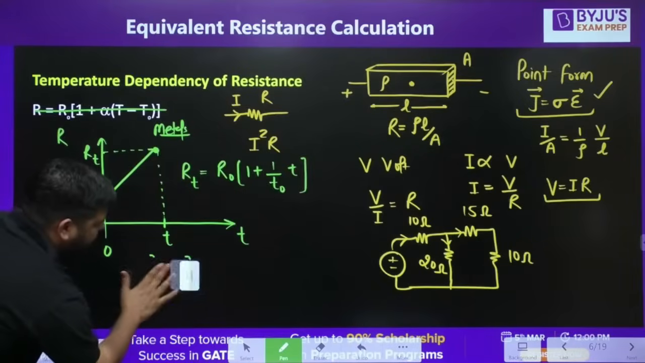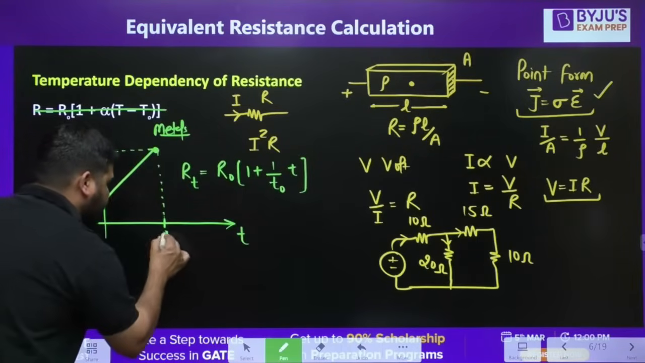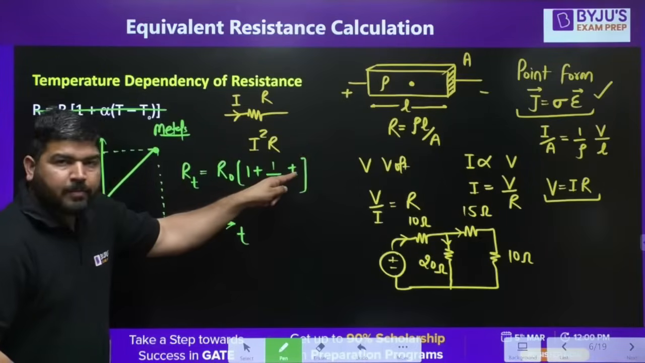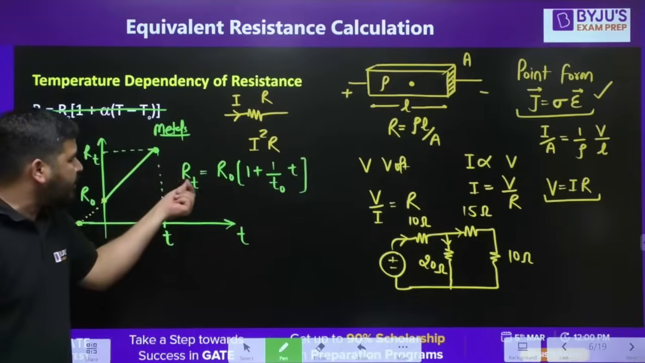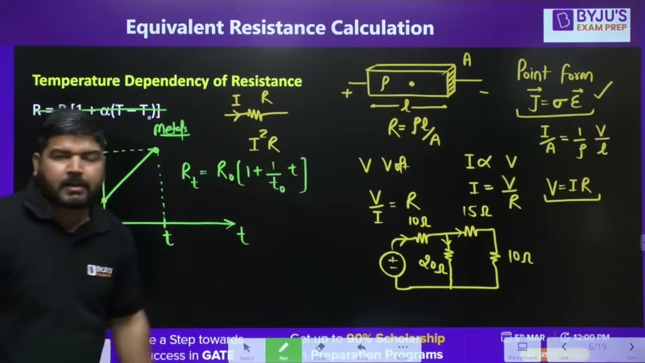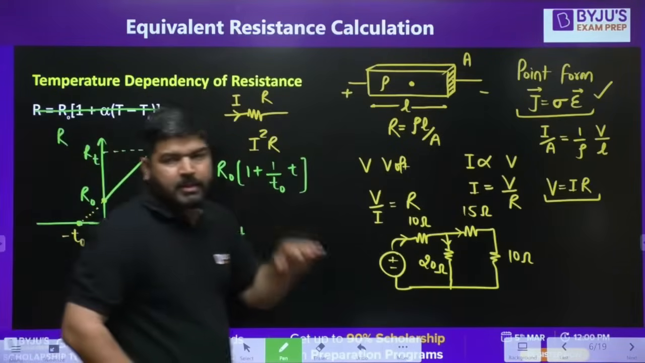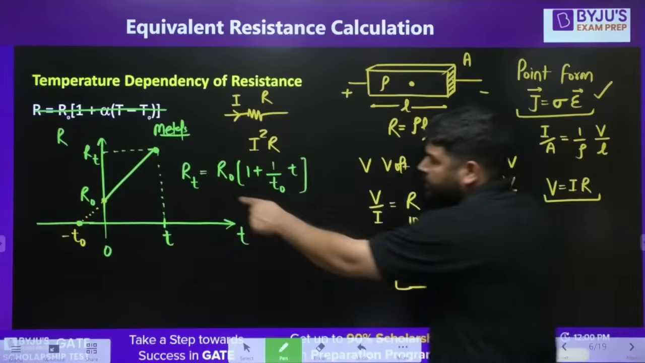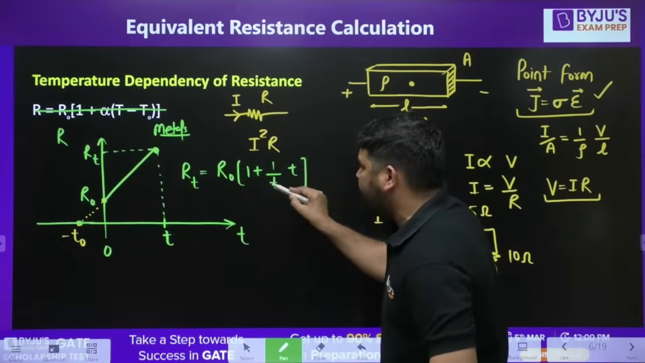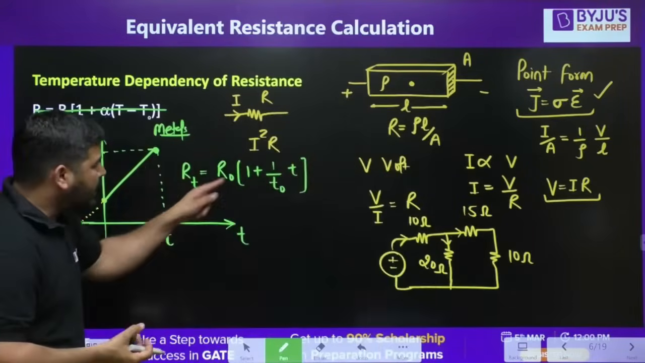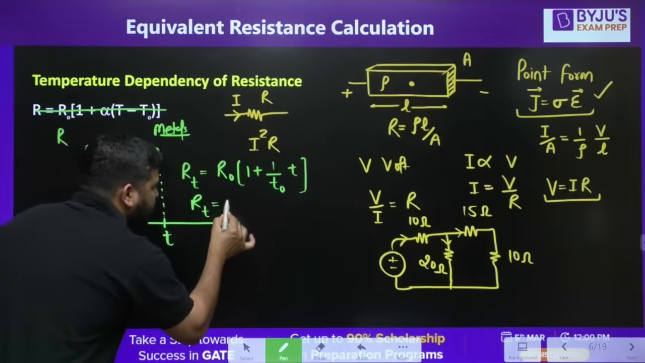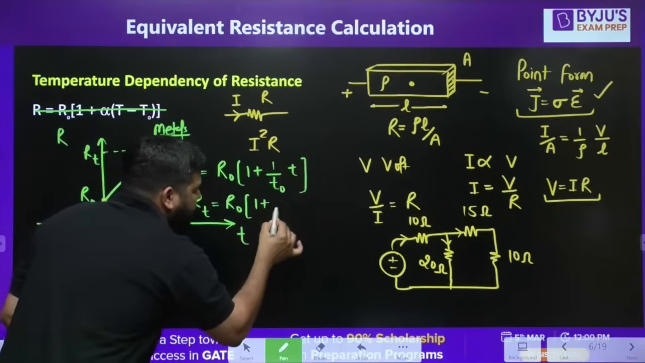So if you write this equation, you can see that the equation has to be like this. This is the equation of this straight line, and you can check it. If you put T equal to 0 on both sides, then this will become R naught, and you can see that the left side and the right side will be equal. Okay, I hope it is clear. So this is the equation of the straight line. It means RT will be equal to R naught into 1 plus 1 by T naught into T. Now this 1 by T naught is known as alpha naught. So you can write RT is equal to R naught into 1 plus alpha naught into T.